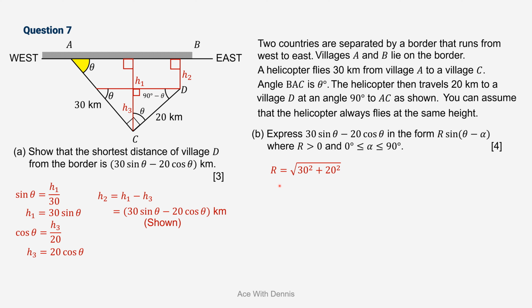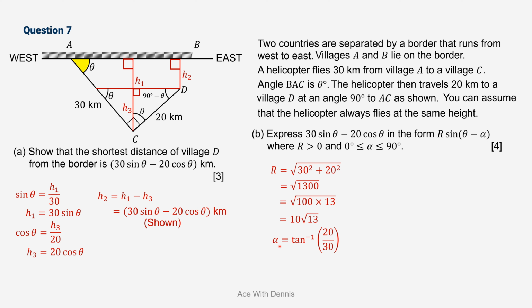So to find r, it will be square root of 30 squared plus 20 squared. So this comes from 30 and 20 here. Then simplify, we have square root of 1300. Then change it into the short form, which is 10 root 13.